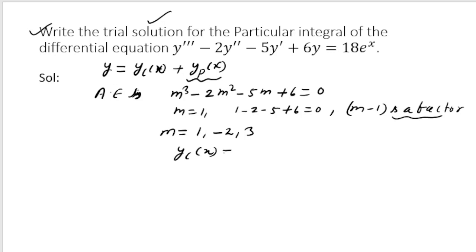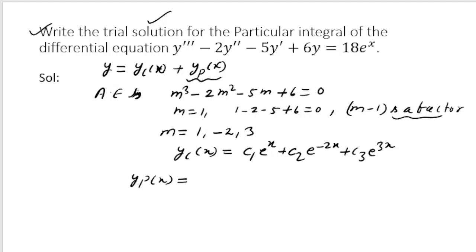So what will be the complementary function part? The complementary function part will be c1 e to the power x plus c2 e to the power minus 2x plus c3 e to the power 3x. So this is the complementary function part. Okay, now we have to find what? We have to find the trial solution, that is yp(x).